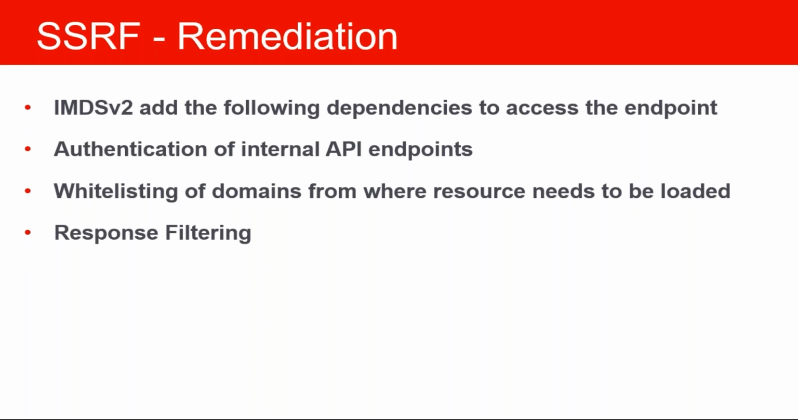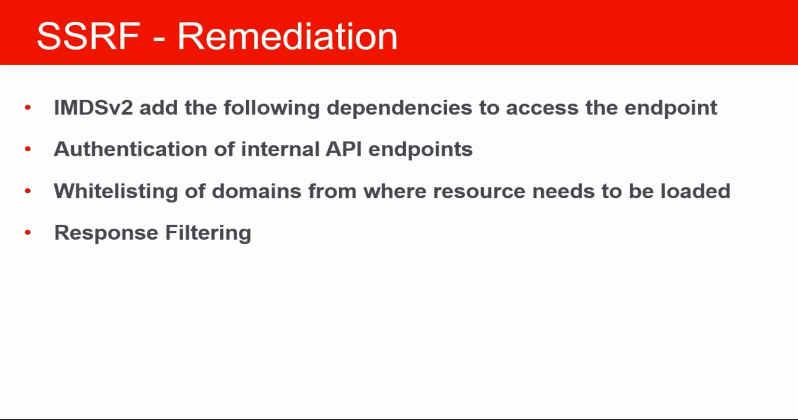But if the attacker is requesting, let's say, some Elasticsearch data, then in response the server will return the MIME type or the content type as application/JSON, right? So here you can very easily perform response filtering.